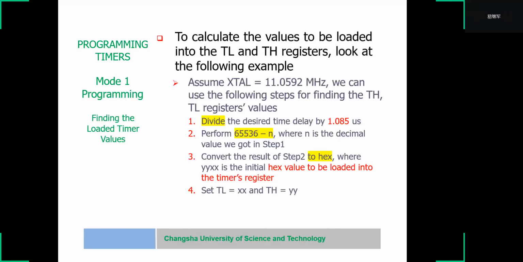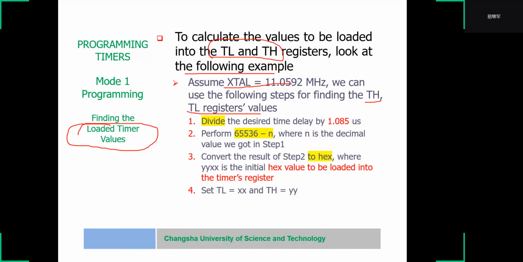Next, I introduce finding the loaded timer value, to calculate the value to be loaded into TL and TH. Look at the following example, and this is the oscillator frequency. We can use the following steps for finding TH and TL.